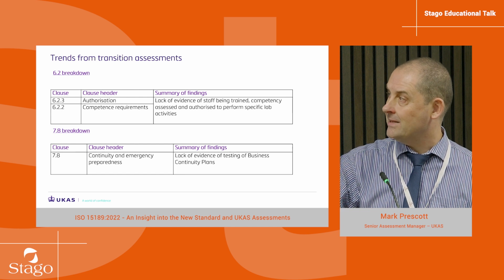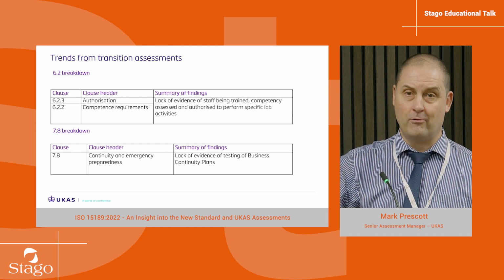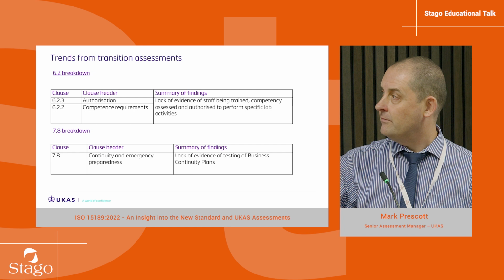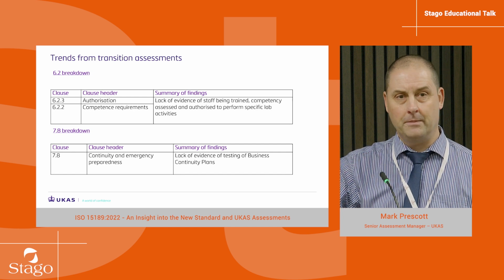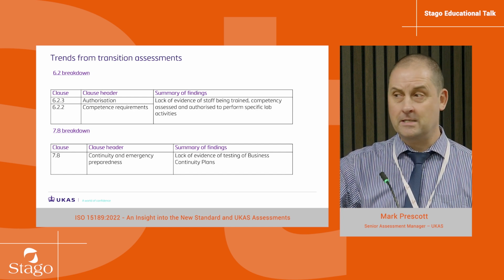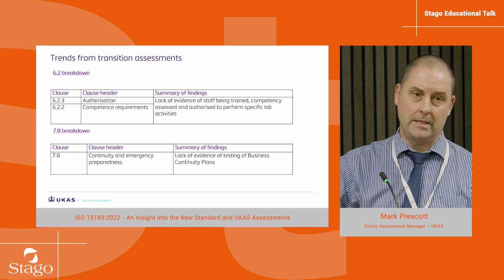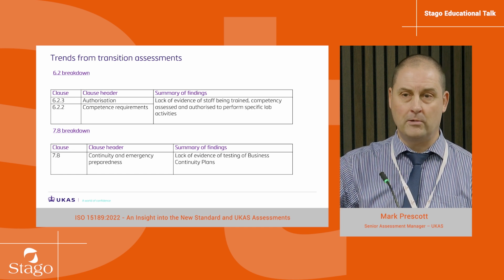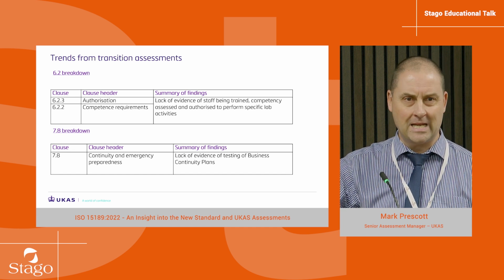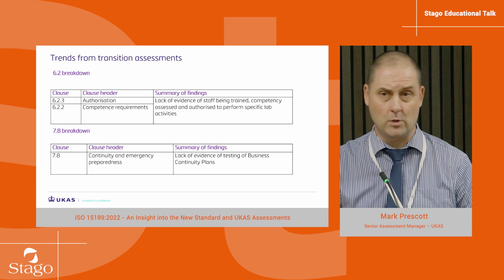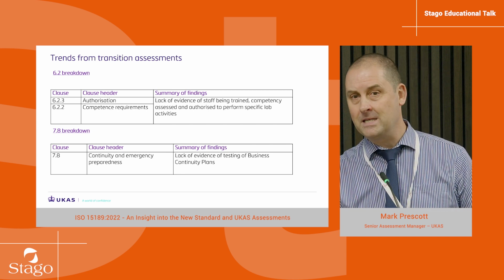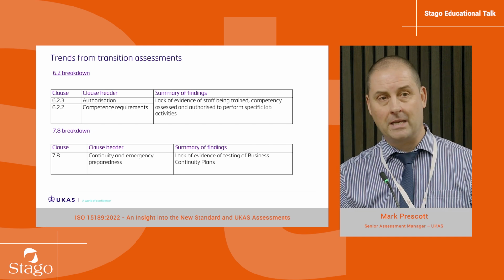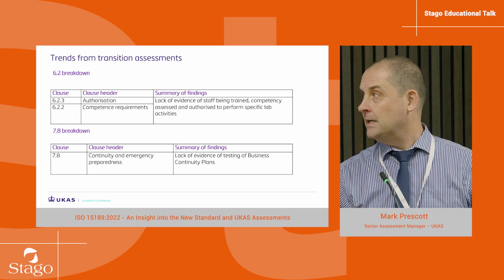Clause 7.8, this is the one about business continuity. Everyone's got business continuity plans. Very few people actually test them. Very few people can actually show evidence that they've tested it. This has been in the 2012 standard all the way through. It sits under the lab director clause in 2012, and I think people have missed it for that reason. It's now in the body of the standard, so it's much easier to see.